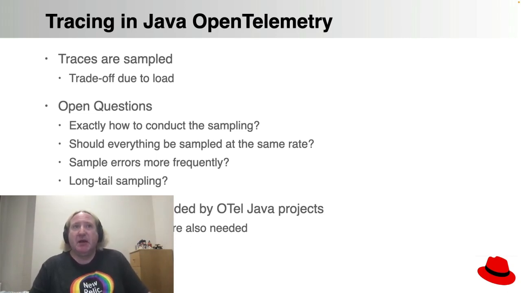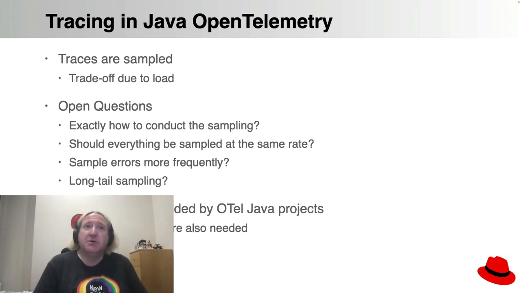And the question is, how do we do the sampling? Do we sample everything at the same rate? Some people, notably the Honeycomb folks, very much want to sample errors more frequently. There is an argument to be made that errors should be sampled at 100%. 200 OKs, maybe not. There's also the question about whether you should sample uniformly or whether you should use some sort of other distribution for determining how you sample. In particular, could you do some sort of long tail sampling where slow requests are also sampled more heavily than the requests which complete closer to the mean time?